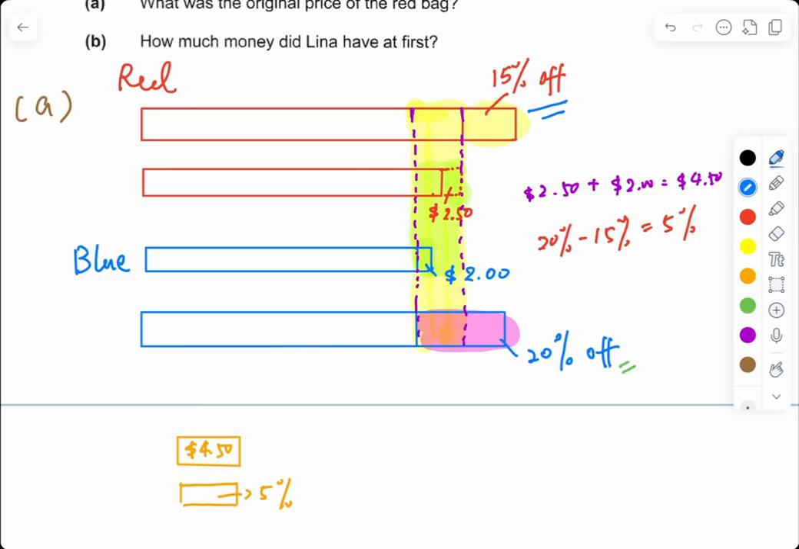Okay, so I use $4.50 divided by 5%. So the original price of the bag is $90. Okay, that's the answer for part A.